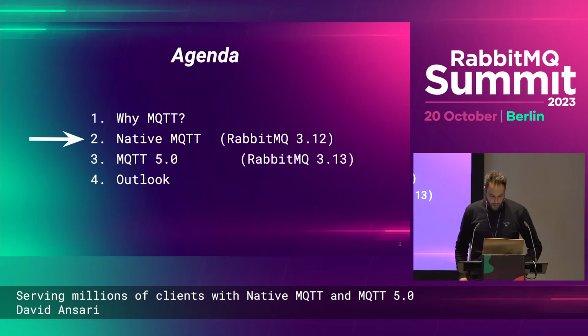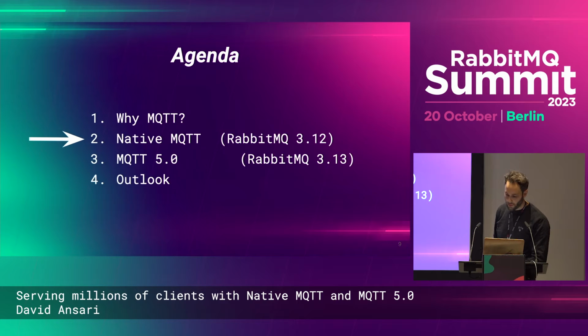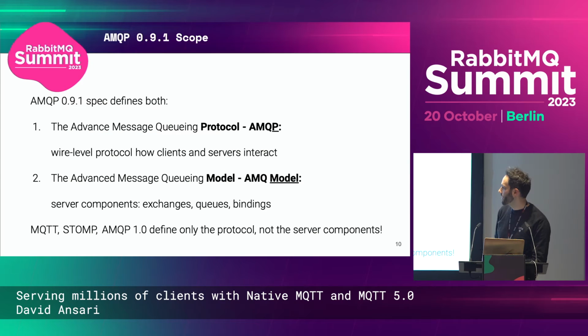Right, so before we jump directly into native MQTT, we first need to understand RabbitMQ a bit better in terms of how it's implemented and how its core model works. Originally, RabbitMQ implements the AMQP 0.9.1 protocol. But the 0.9.1 protocol is special. The first thing it defines is the interaction between client and server. That's what's called in the spec the Advanced Message Queuing Protocol, so AMQP.